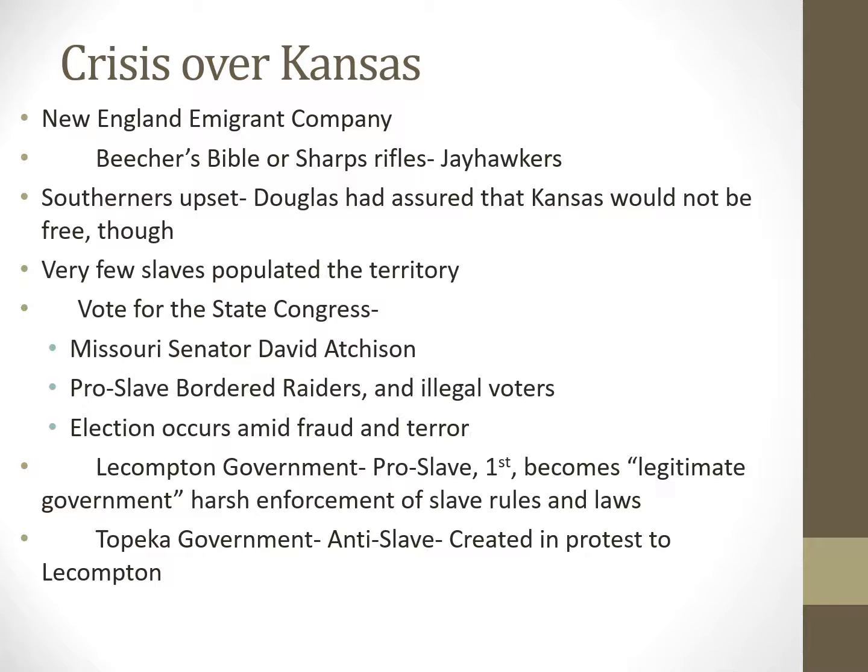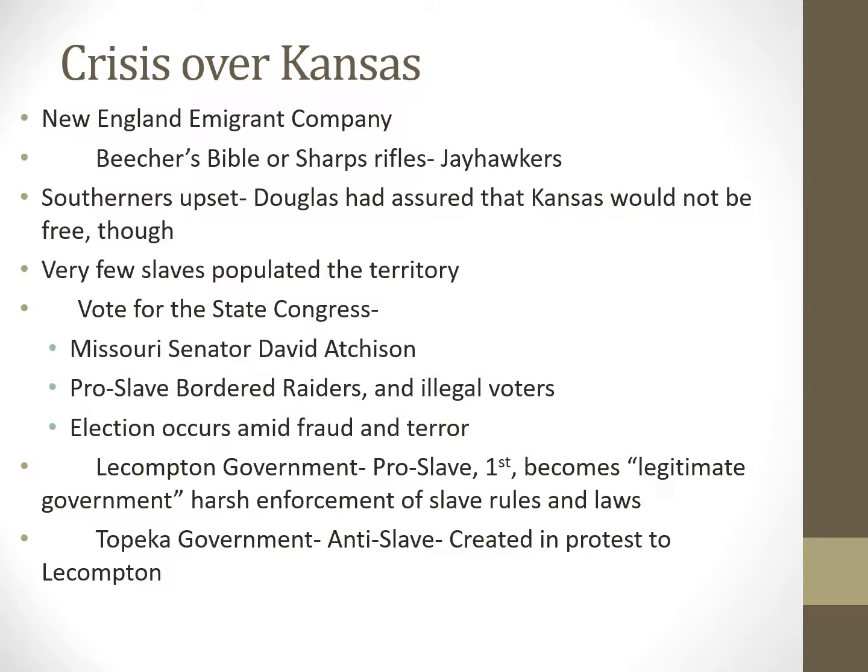So Missouri Senator David Atchison encouraged pro-slave border raiders and illegal voters to cross into Kansas from Missouri in droves, in thousands at times. And these groups raided people, they terrorized people, and they held the election amid an atmosphere of terror and fraudulent voting, situations in which you had places where 200 people lived and there were 2,000 votes for pro-slave. This results in two separate governments created.